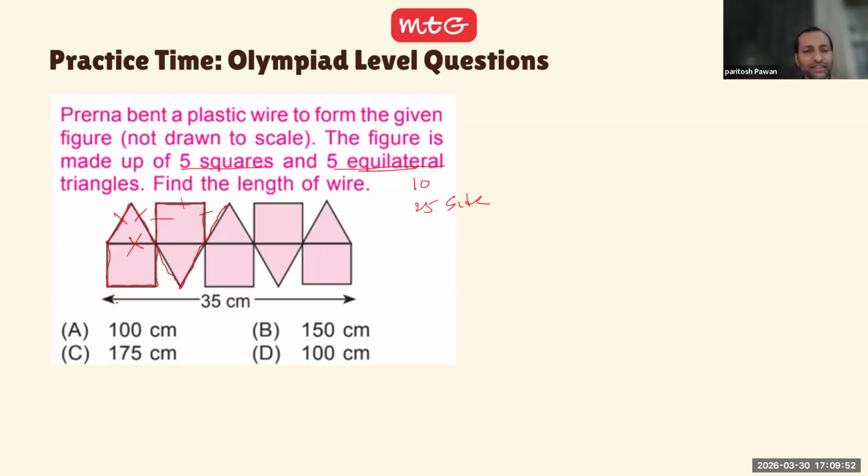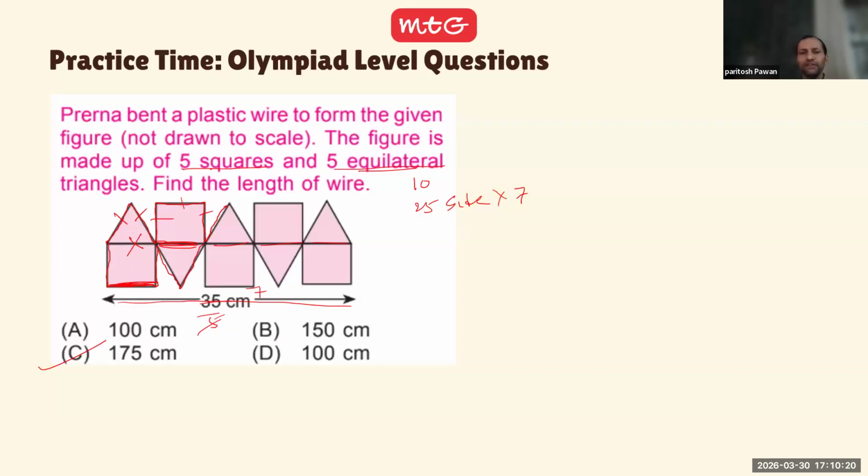And here the total length is 35. So this side, 1 side, 2 sides, 3 sides, 4 sides, so this is 5 sides equal to 35. So 35 by 5, one side is 7. And how many sides are there? 25 sides we have calculated. So 25 into 7. So it is 175. So option C is correct.